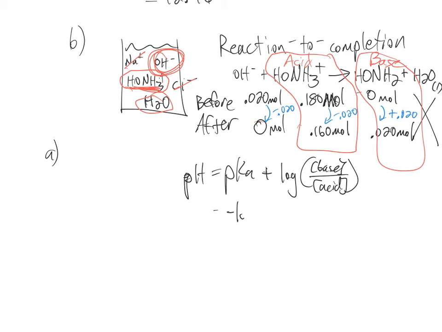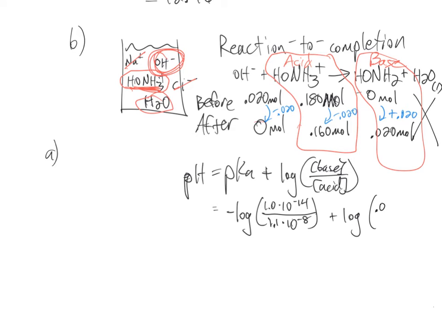Even though they didn't give us a Ka value directly, we'll find it indirectly. The Ka will always be Kw over the given Kb value. In the problem, they told us the Kb is 1.1 times 10 to the negative 8th. And then we'll plug in our number of moles of base and acid.